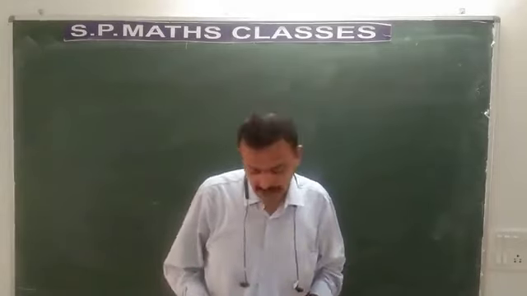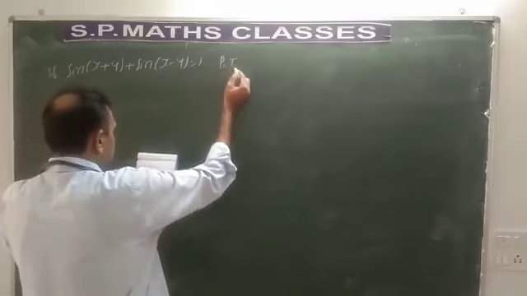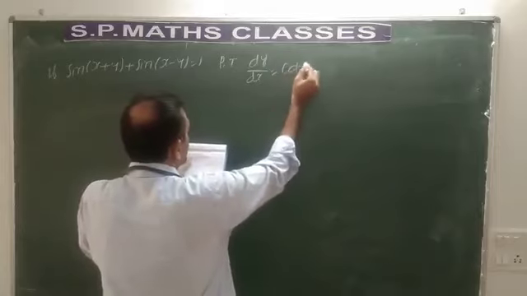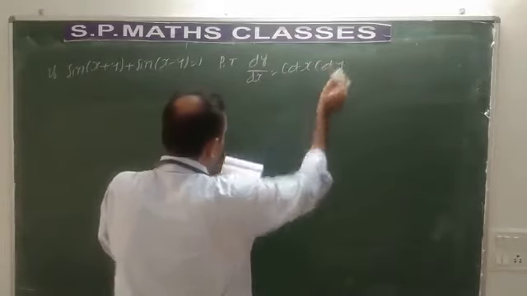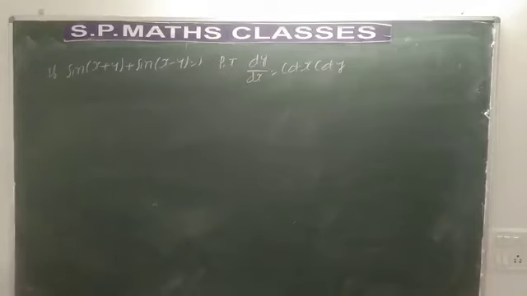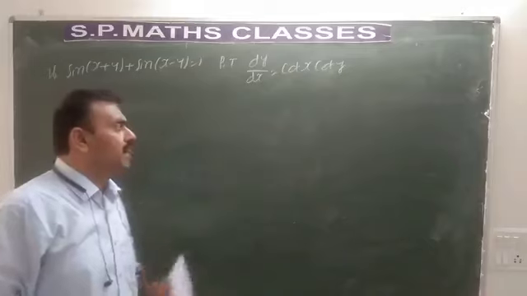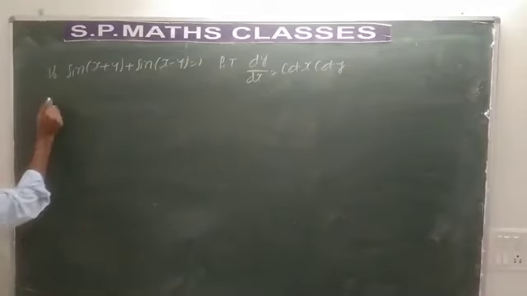It is given that sine of x plus y plus sine of x minus y is equal to 1. Prove that dy by dx is equal to cot x into cot y. I have to prove that it is cot x into cot y. Very simple. It is given sine of x plus y plus sine of x minus y as 1. We need to prove dy by dx as cot x into cot y.